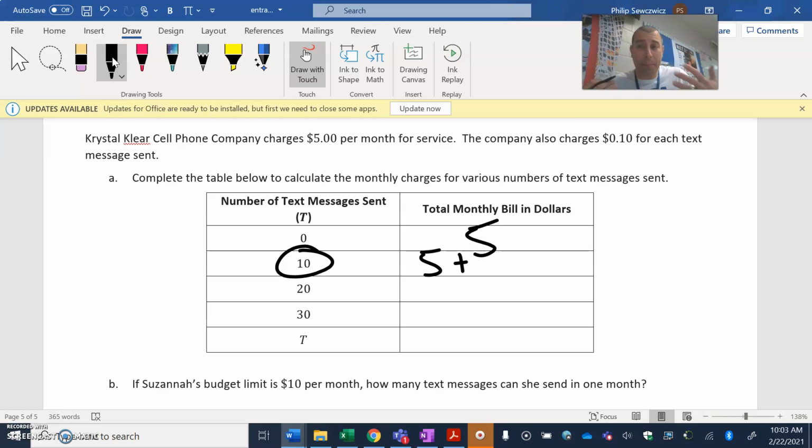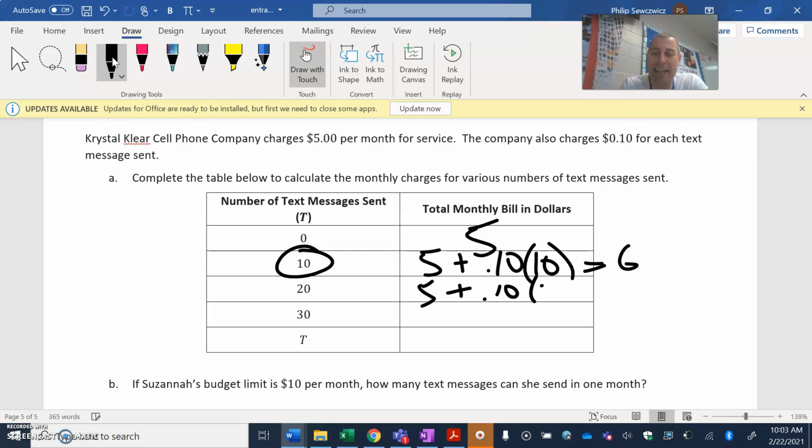So 10 cents and there's 10 messages. Okay, well, this is that repeat addition. It would be 10 cents, 10 cents, 10 cents. Okay, listen, we're not doing that. Repeat addition is the same as multiplication. So we're going to take that 10 cents and multiply it by the 10. All right, so if we go ahead and we multiply, that'll get us $1. If we add it together, hey, we're gonna get a total of $6. What if there's 20 of them? Well, okay, we still got to pay the $5 and then 10 cents for each message.